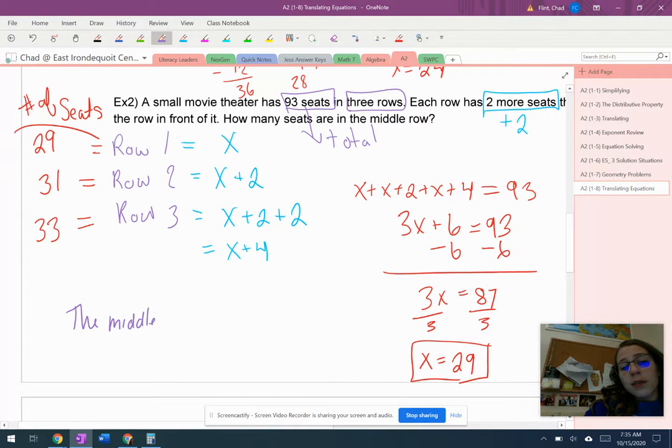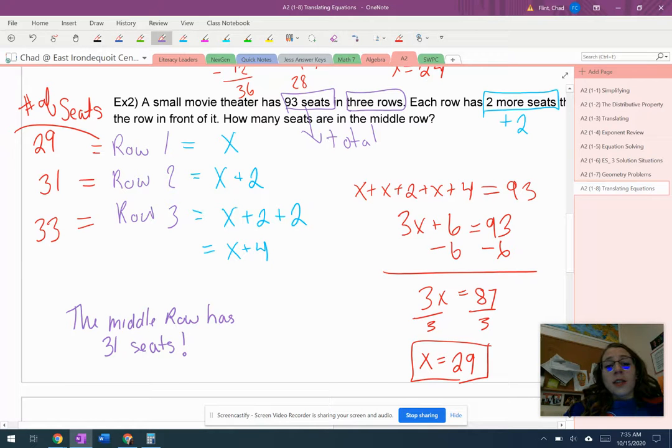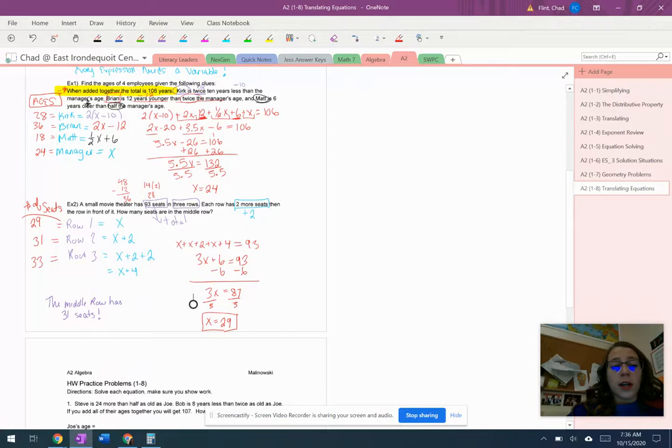The middle row has 31 seats. All right, and there is your 1-8. Go ahead and give those practice problems a try.